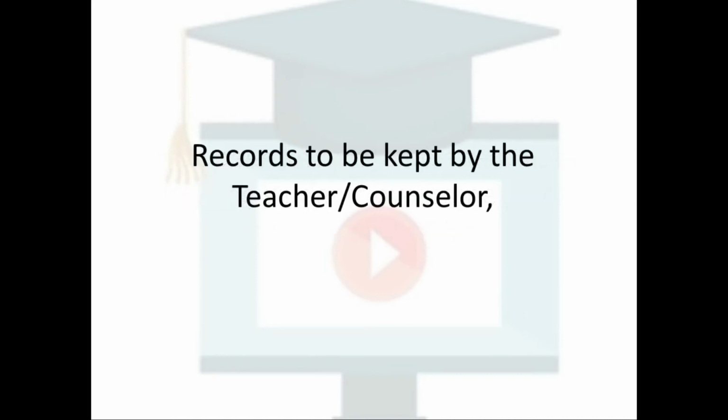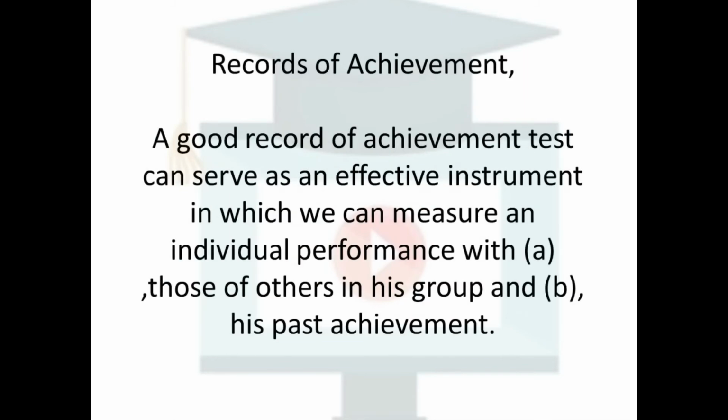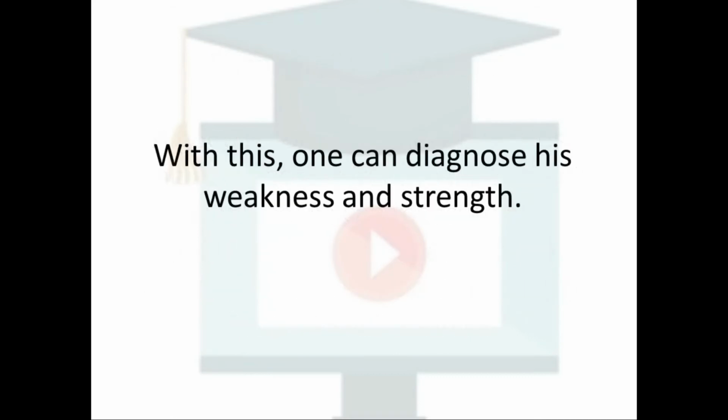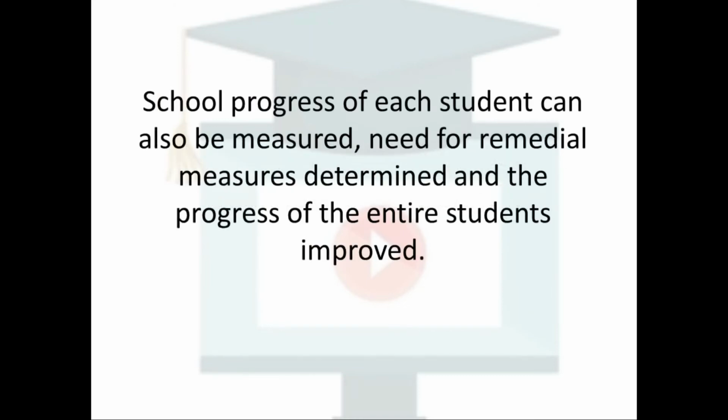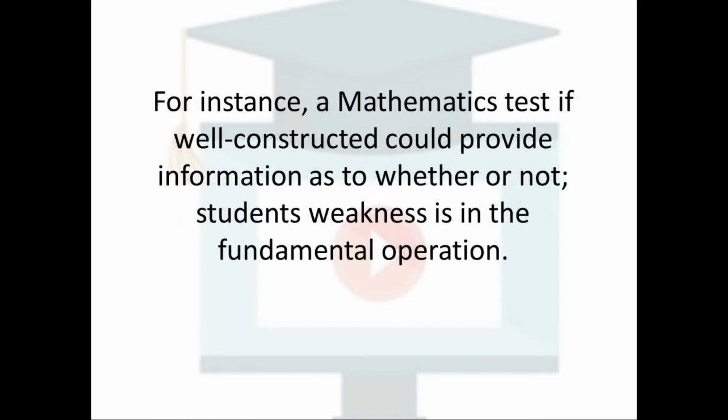Records to be kept by the teacher/counselor. Records of achievement. A good record of achievement test can serve as an effective instrument with which we can measure an individual's performance with (a) those of others in his group and (b) his past achievement. With this, one can diagnose his weakness and strength. School progress of each student can also be measured. Need for remedial measures determined and the progress of the entire students improved.